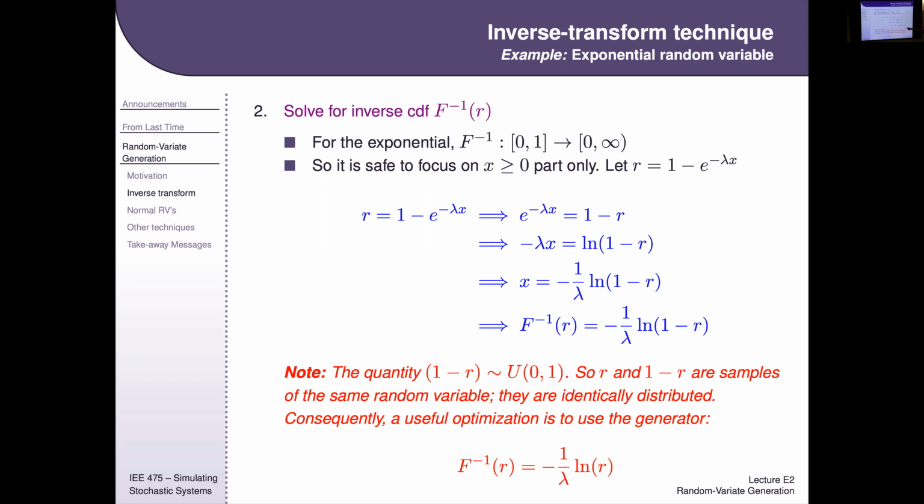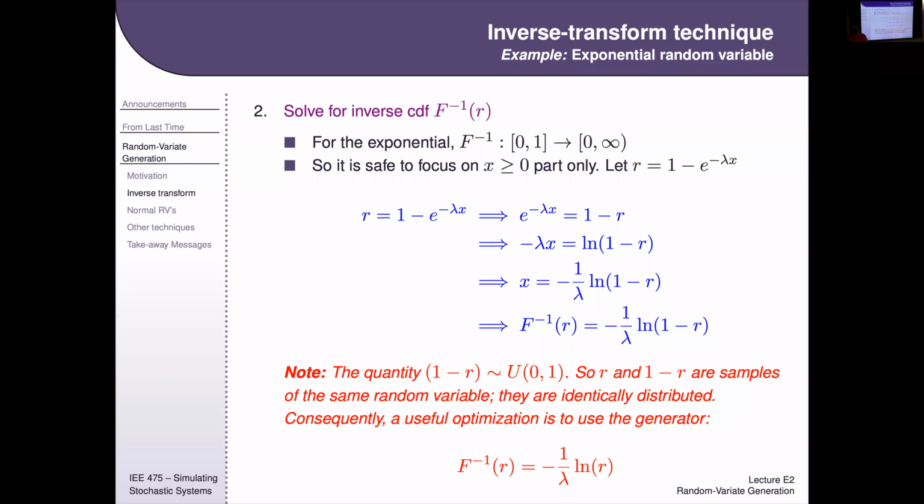Now, in most practical scenarios, whenever you see a 1 minus r, you replace it with just an r, because r is distributed from 0 to 1 uniformly, so is 1 minus r. So whenever you see a 1 minus r, the optimization that is usually done is you just replace all the 1 minus r's with r. Because if you're going to generate a million random numbers in a simulation, getting rid of a little bit of arithmetic actually can shave some of your simulation time down.